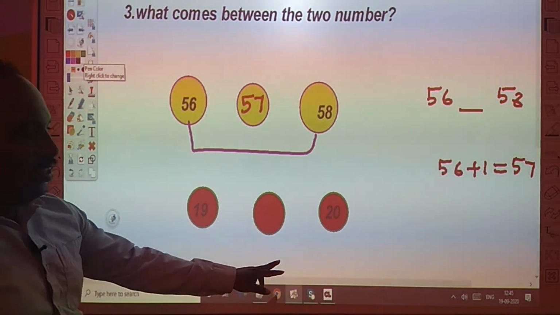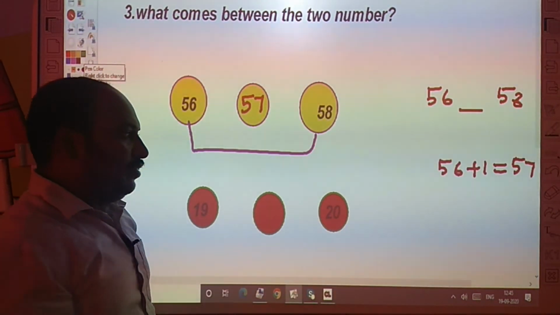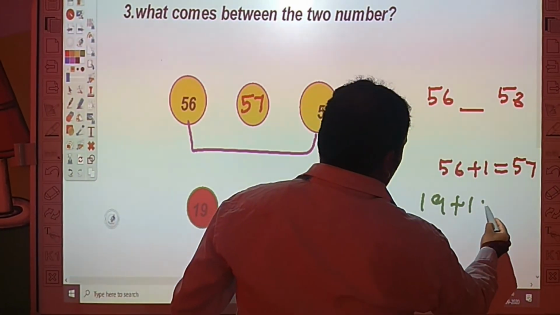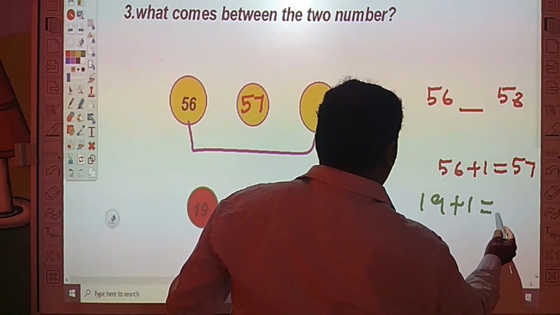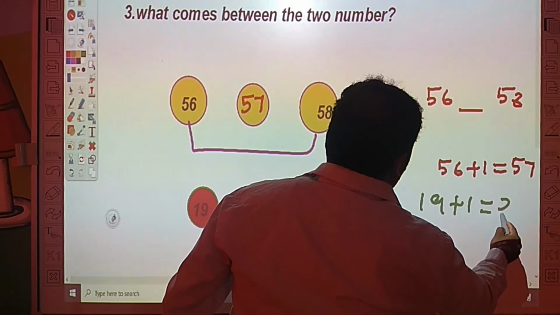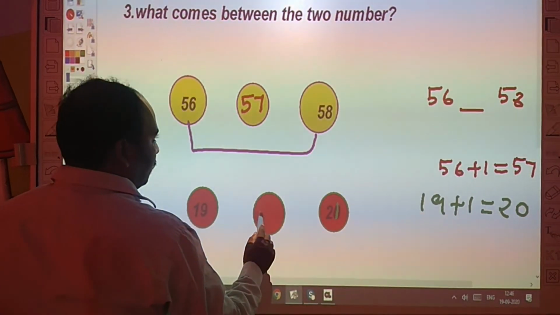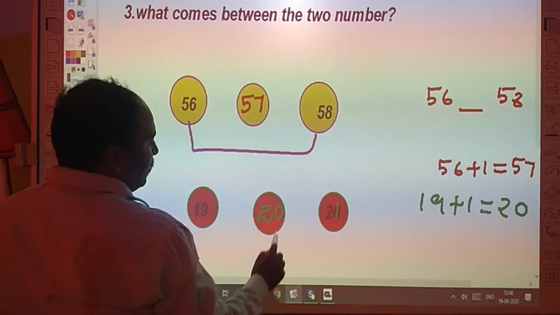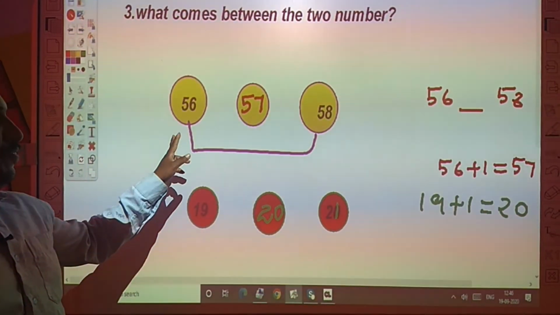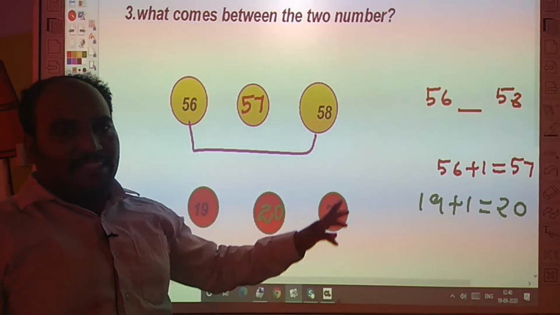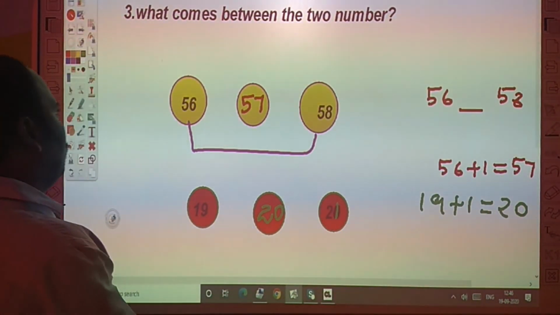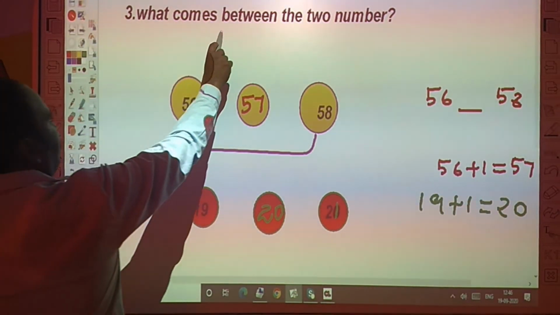The next one, given numbers 19 dash 21. 19 plus 1 is equal to 20. The number between is 20. So 19, 20, 21. First one 56, 57, 58. Then second one 19, 20, 21. It is called a between number.